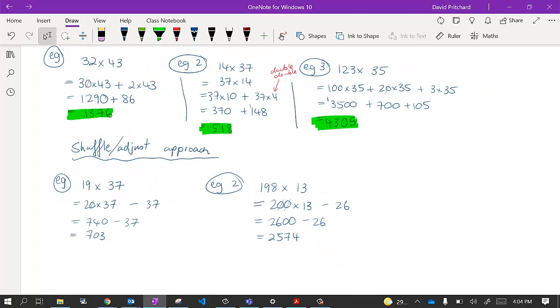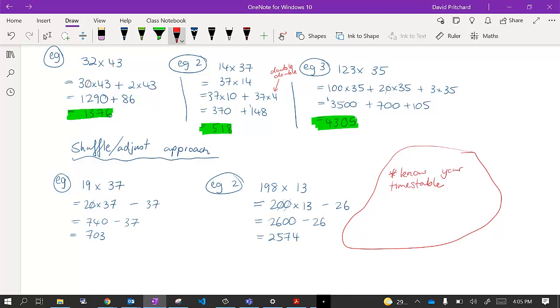I want you to try both, and I want you to practice, and the better you get at it, the hopefully more confident you'll be. But just like with the algorithm approach, it comes down to you knowing your timetables. If you don't know your timetables, then it gets really difficult. I've had students in year 11 and 12 that struggle with their timetables, and it just slows them right down. So now's the time. If you're not good with your timetables, go back and practice them. You want to know every times table from 1 times 1 through to 12 times 12.